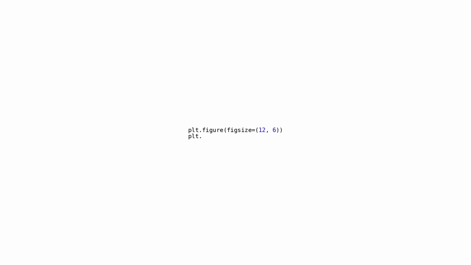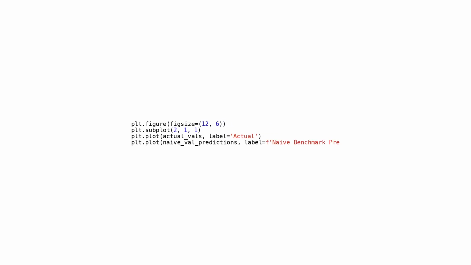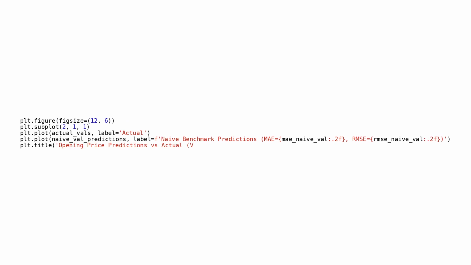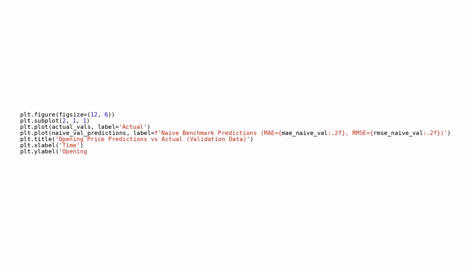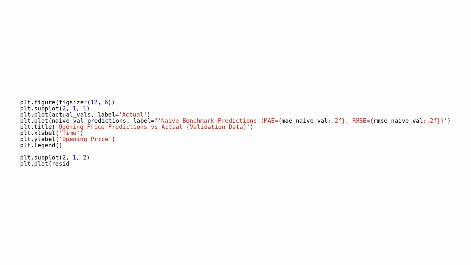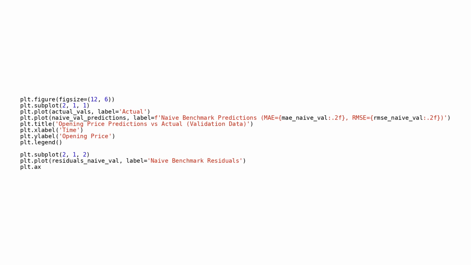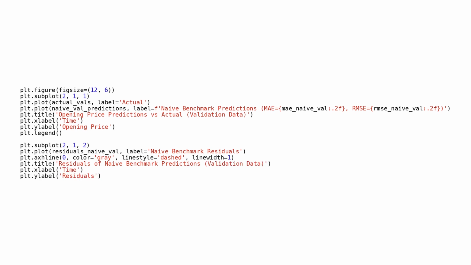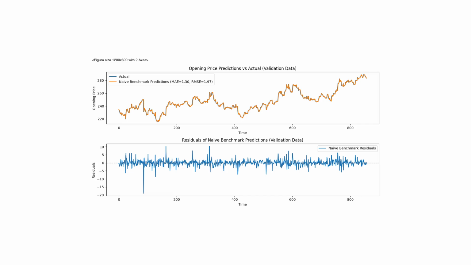This text describes a visualization created using the matplotlib library, with 2 subplots. The first subplot compares actual values with predictions from the naive benchmark model, displaying mean absolute error, MAE, and root mean squared error, RMSE, in the legend for reference. The second subplot shows the residuals, errors, of the naive benchmark model's predictions, with a horizontal line at y equals 0 for reference. This visualization helps evaluate the model's performance in predicting opening prices by visually comparing predictions and actual values, as well as analyzing prediction errors for patterns or trends.